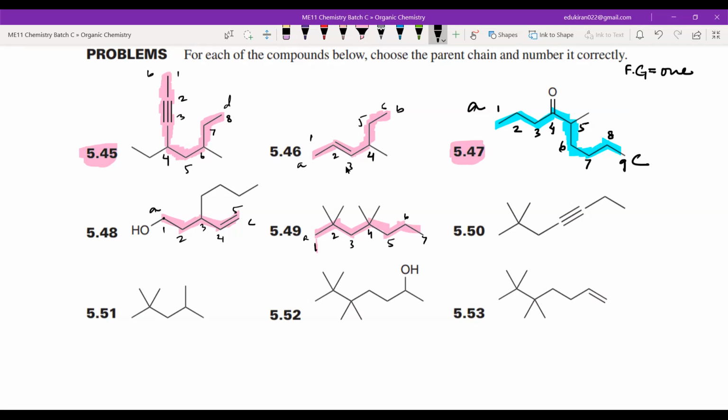Yes or no? Yes, sir. Okay. And what about here? So I'm choosing the parent chain. I hope you will agree with the parent chain. Correct? Yes, sir. Now here you tell me what will determine the numbering? Triple bond. Yes. 1, 2, 3, 4, 5, 6, and 7.